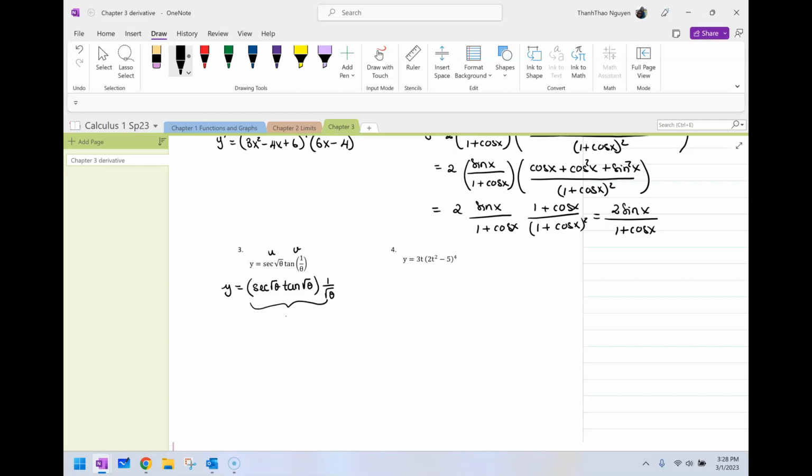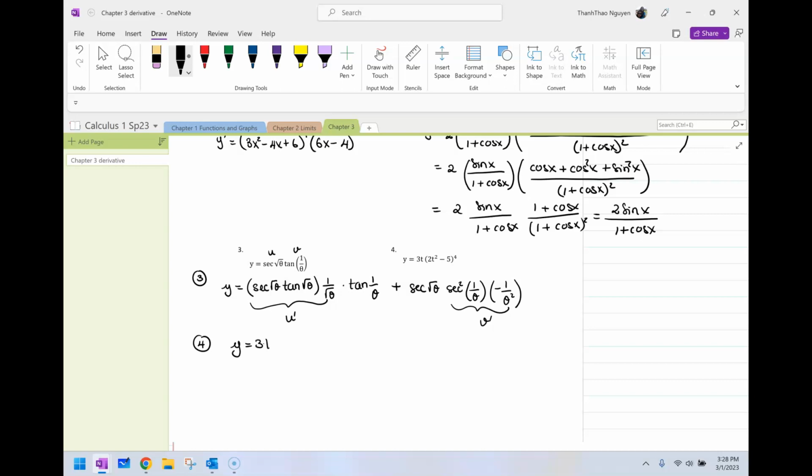So here this is u prime times v plus the derivative of tangent, which is secant squared of 1 over theta. The derivative of 1 over theta is negative 1 over theta squared. So this is v prime. So this is 3. Go on to number 4.